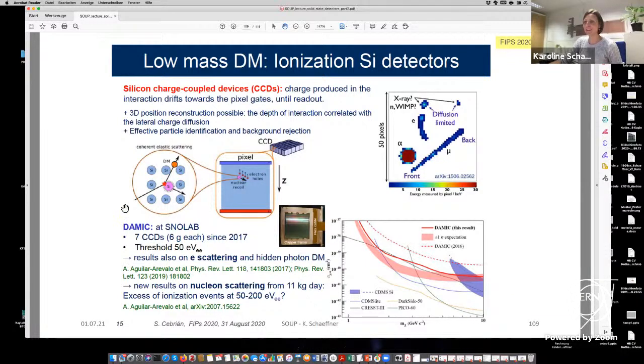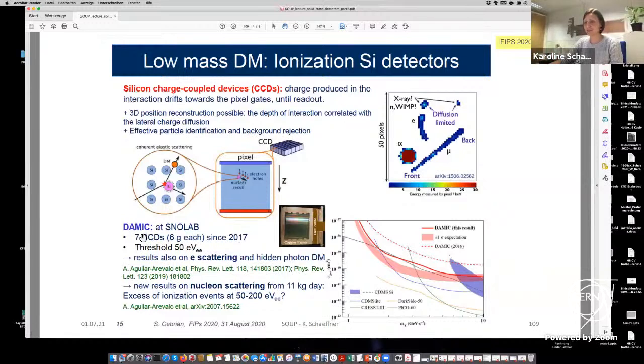If you have an ionization, this drifts towards the gates, and then you can read it out. And as you can have not only one but an array, in the end it's like taking pictures, right? You can construct such decays then. So you have the alpha, the muon, the electron, which all have characteristic paths, and this is nice because it allows for particle discrimination.